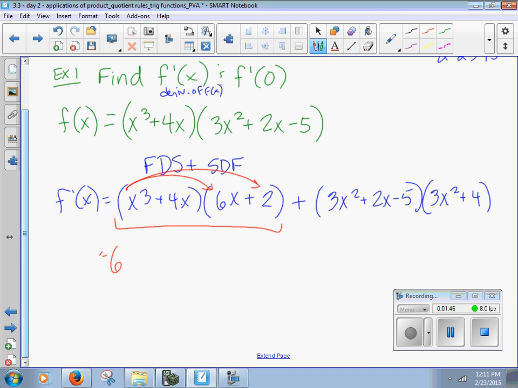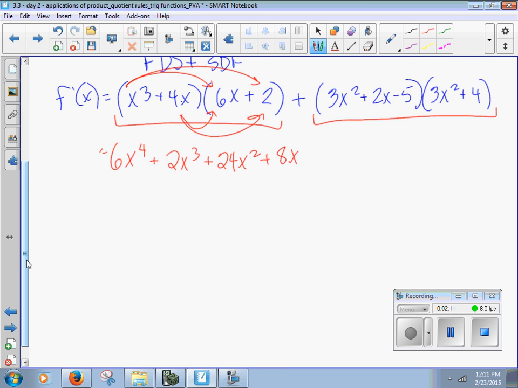Okay? Look at this first piece. What method will I use to multiply? FOIL method. Okay? First, outer, inner, last. x cubed times 6x is 6x to the fourth. x cubed times 2 is 2x cubed. 4x times 6x is 24x squared. 4x times 2 is 8x, right? Okay. What about the second piece? Oh, God, this is worse. But it's doable. Okay, watch what we're going to do.